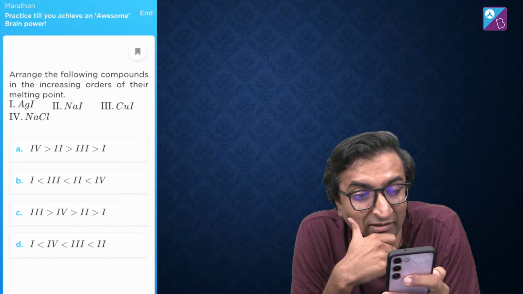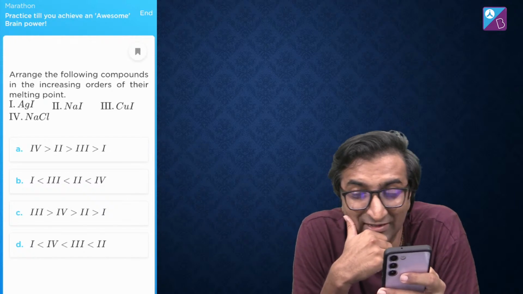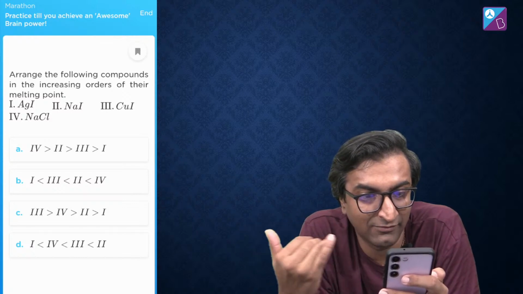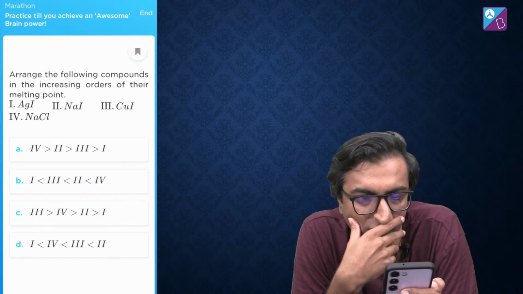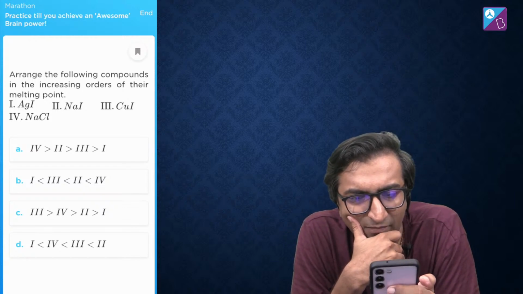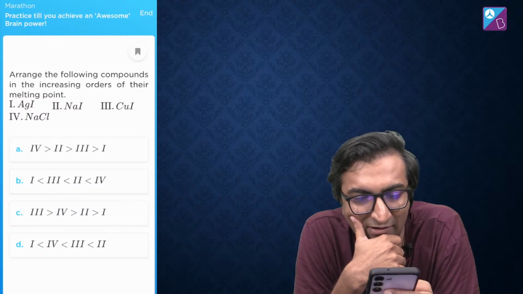Arrange the following compounds in the increasing order of their melting point. These questions are significantly different from the ones we've done already, right? So marathon looks like it has much different questions. Z effective, that was not silver, doesn't matter. This we can do. Which will have the highest melting point? Silver iodide or something else? Or was it sodium? I think NaCl will have the highest melting point.